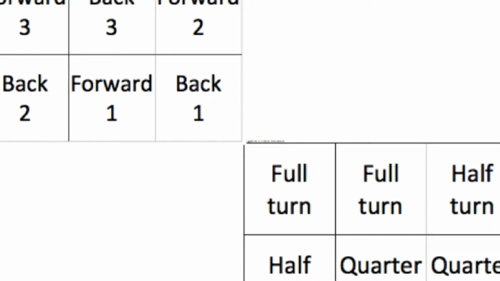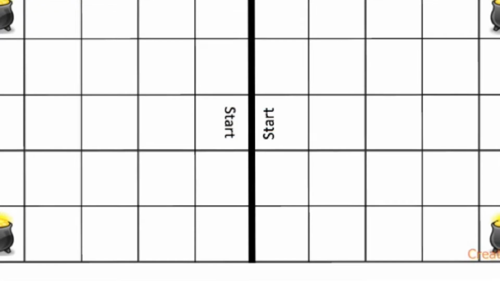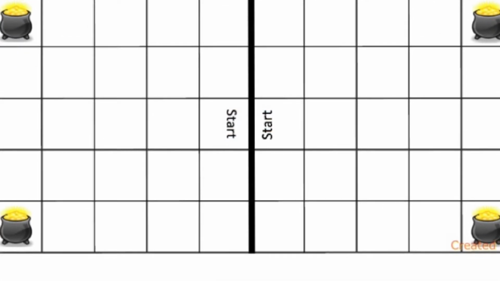The third activity is called Find the Treasure. Students split into 2 teams of 2 and stand either side of the grid mat. Teams then roll 2 dice with the commands seen here, and 1 student moves around the mat. The first team to reach the gold wins.